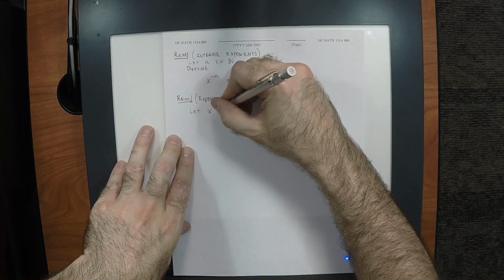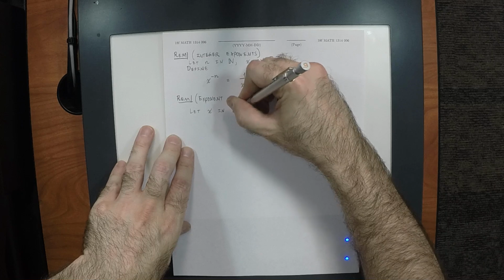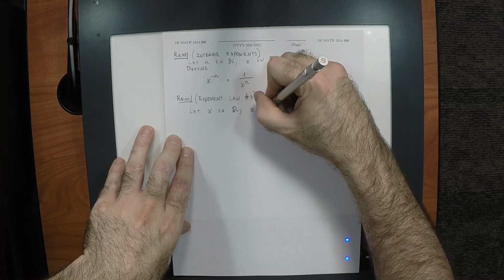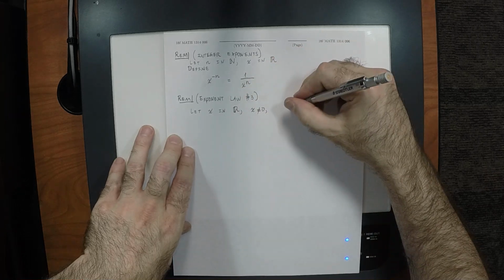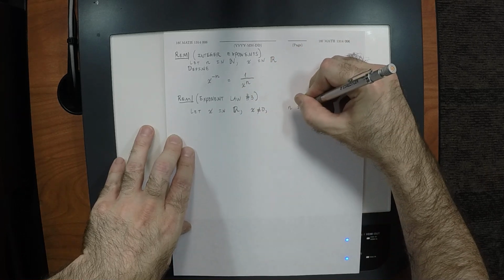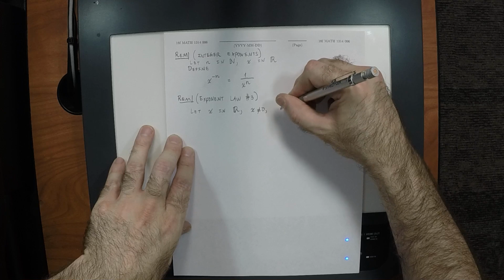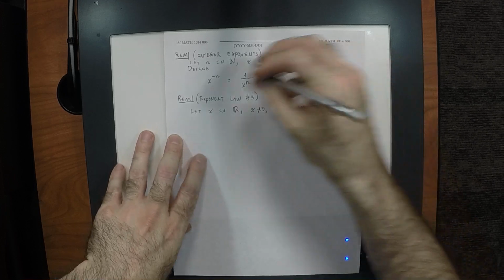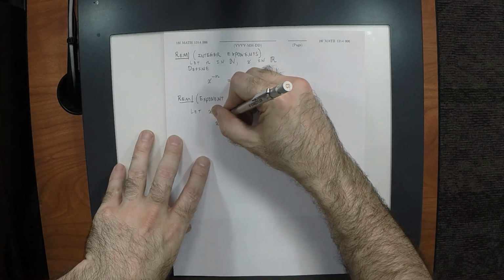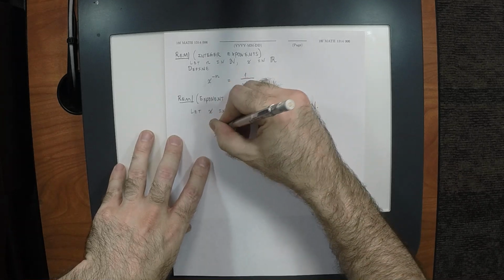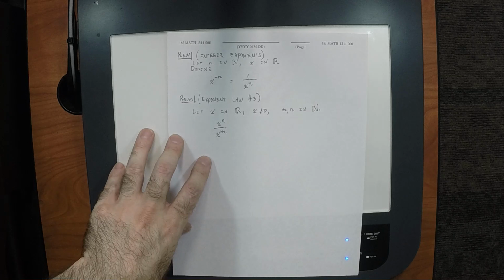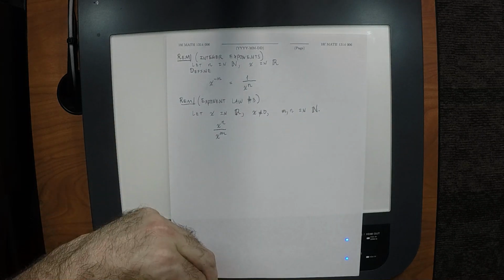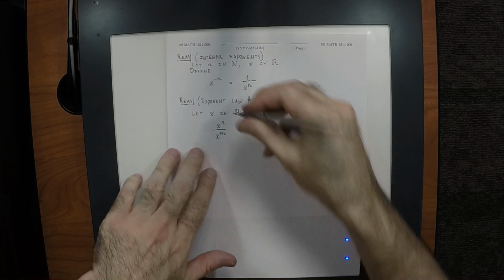So let x be real, and we need x to be not 0, and we want n and m, in fact, both to be in the naturals. So now we want to deal with this: x to n, and then divide by x to m, like that. Previously, we figured out how to multiply those things. Now we're asking how to divide them.